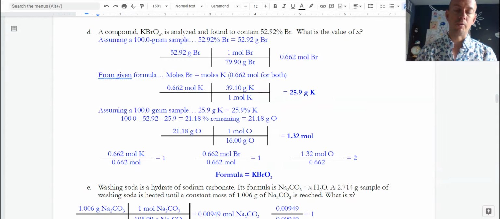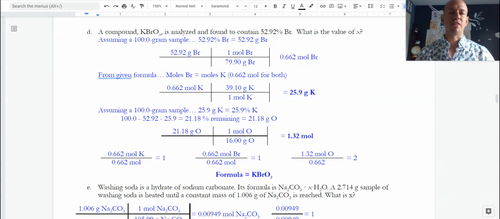So if we thought about we had a 100-gram sample, which we do in empirical formulas, that means we have 52.92 grams of bromine. That allows me to know how many moles I have. The formula shows me there's 1 K for every 1 Br. From the given formula, the moles of bromine equals the moles of K. So that means it's 1 to 1, or I have this much K. Then I'm kind of going back the other way.